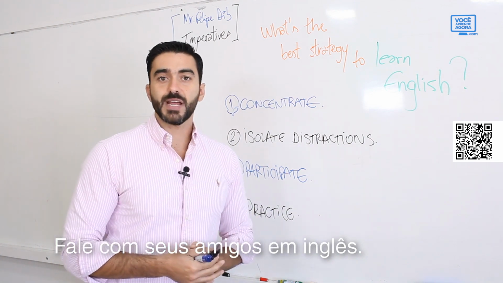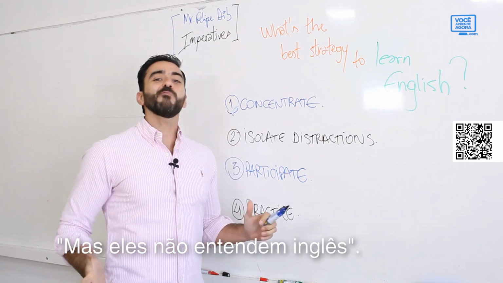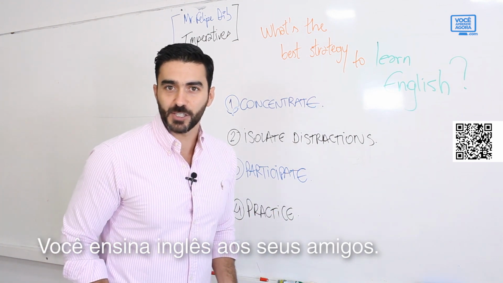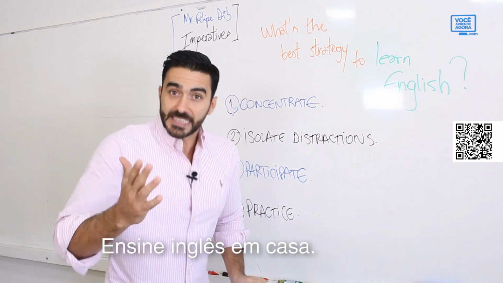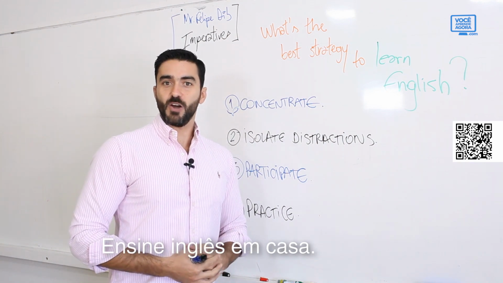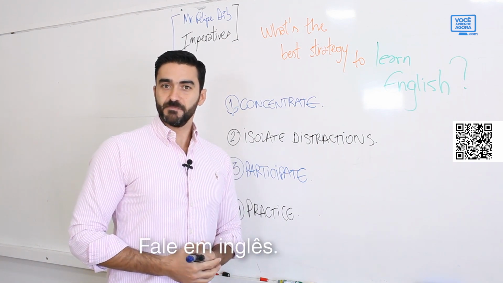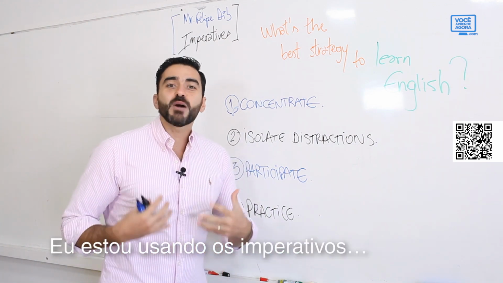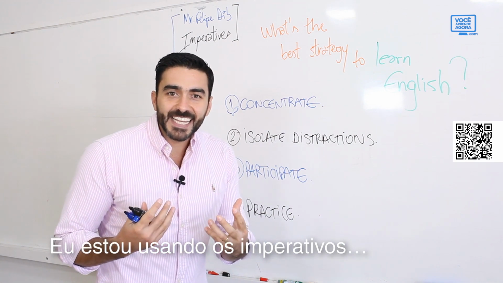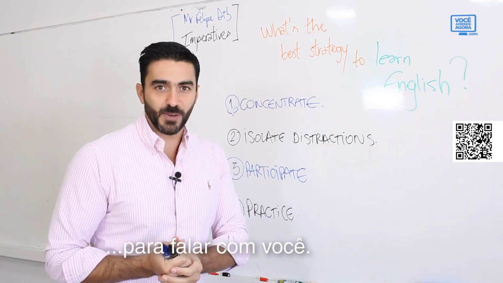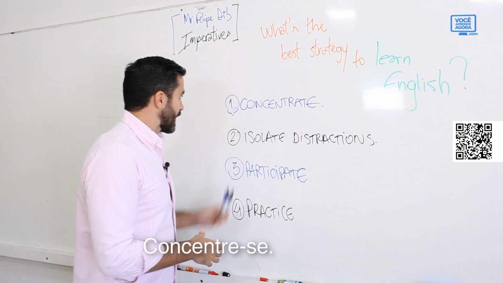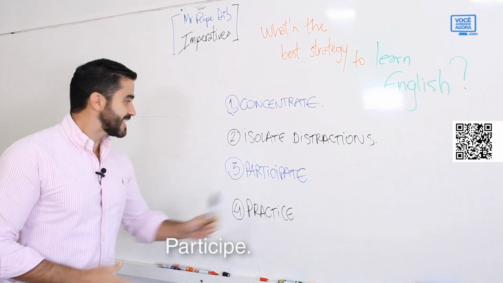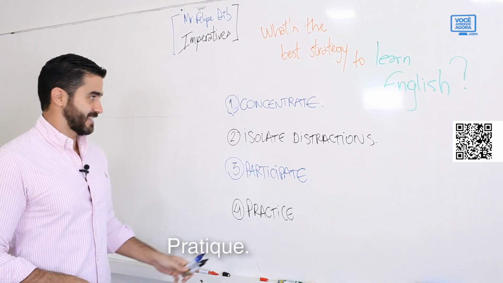Talk to your friends in English. Oh, but they don't understand English. No problem. You teach English to your friends. Teach English at home. Speak in English. I am using the imperatives to talk to you. Concentrate. Isolate distractions. Participate. Practice.